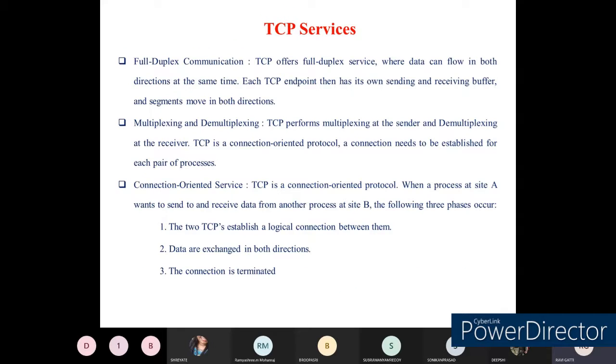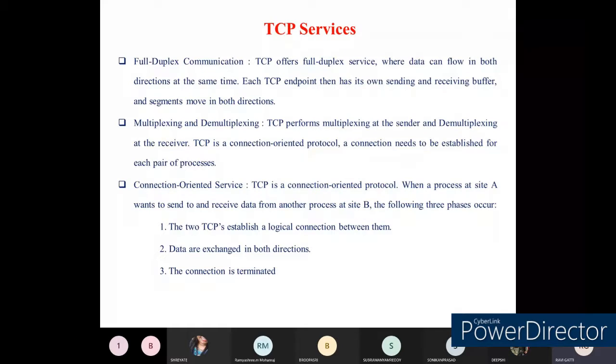Then it provides services for full duplex communication. Now, can anybody tell me what you mean by full duplex communication? Very good. In full duplex mode, bidirectional data transmission is possible. If I am a node or a computer and I want to transmit data, I can transmit and receive data simultaneously. That type of communication is possible with the TCP protocol.